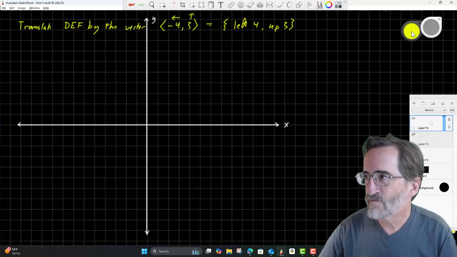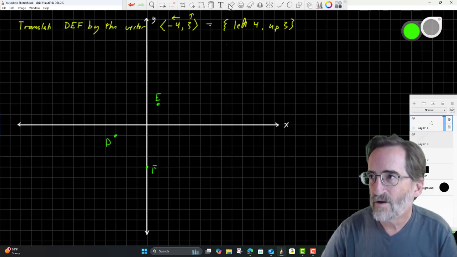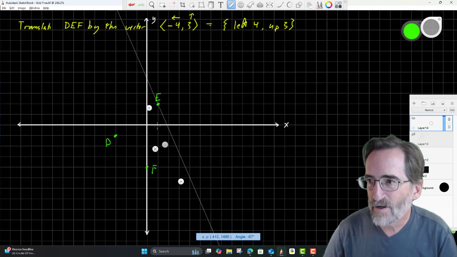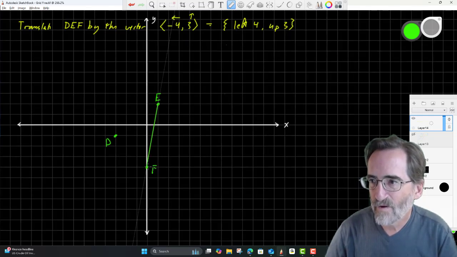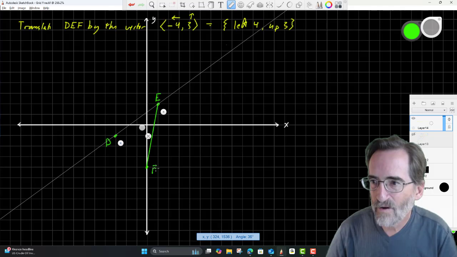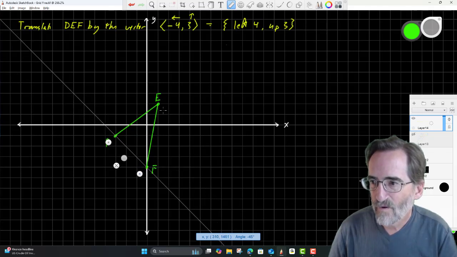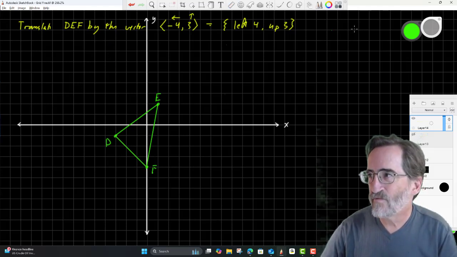Okay, and let's put a shape up here to start with. How about D, E, F. Okay, triangle DEF. So draw the polygon. And we're going to translate it by the rule ⟨-4, 3⟩.